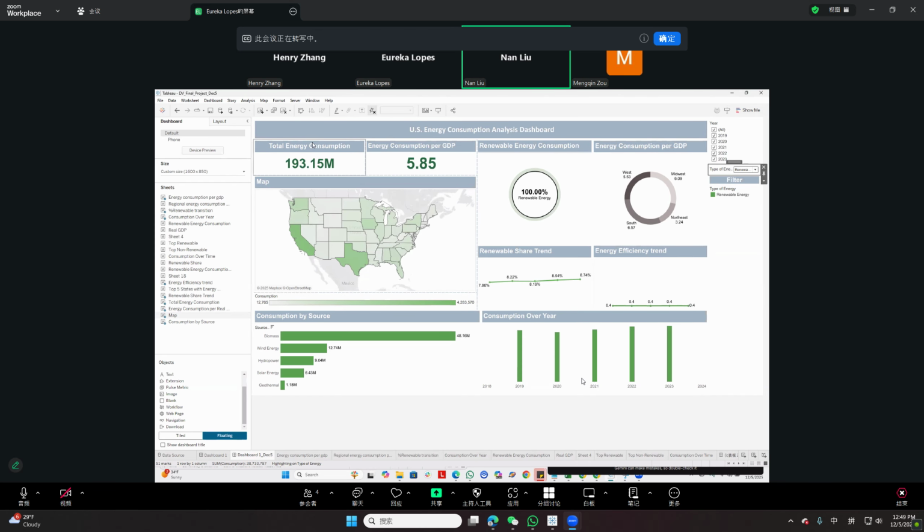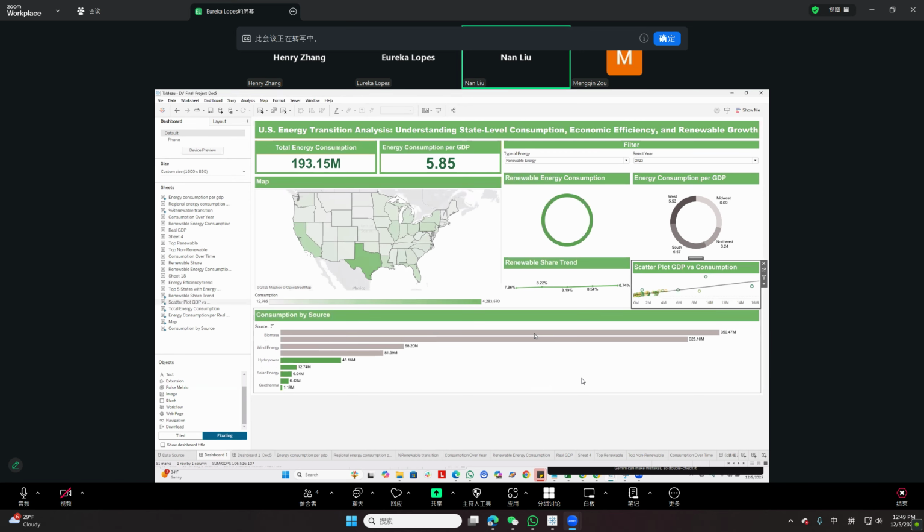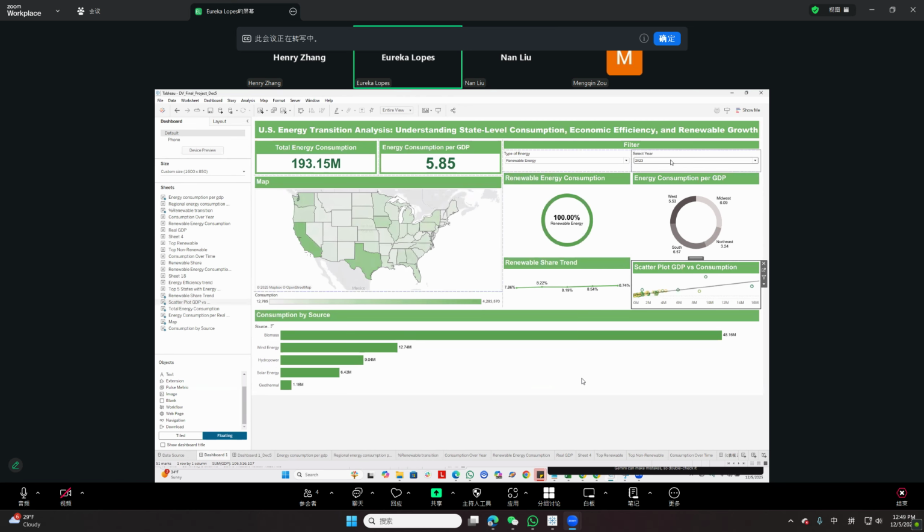Can you check the dashboard one? The way I did my filter, does that work? Yeah, I played with this a little bit, and I added the filter over here, right? But the problem with this is it does not work. I don't know why.